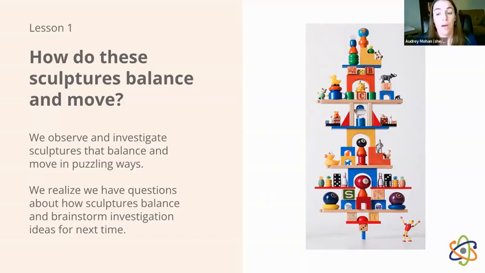So most of the students have an idea about the sculptures being symmetrical. They may not say the word symmetry, which is totally fine. We help support them with that word, but they say it's the same on both sides, or it's about the same. So that's where we go first in the storyline.